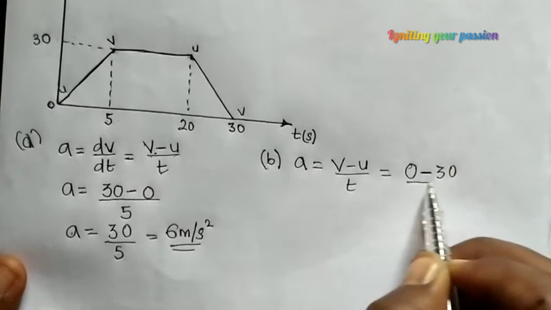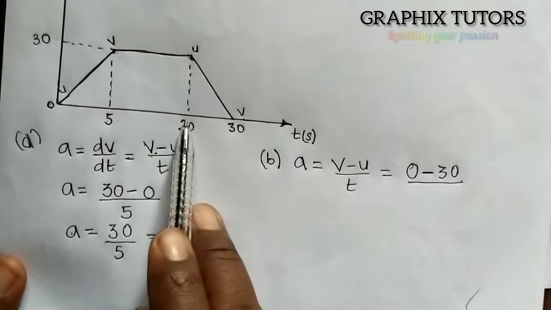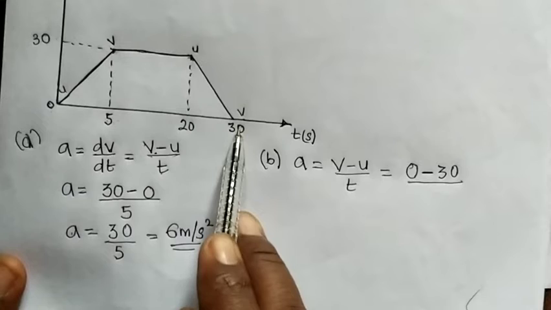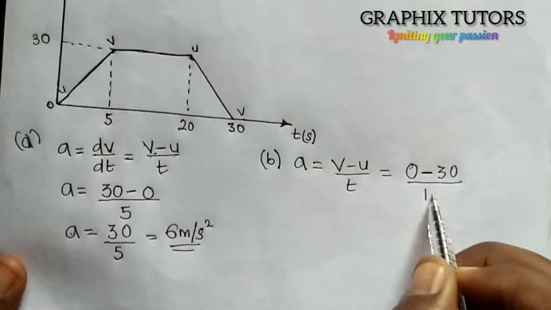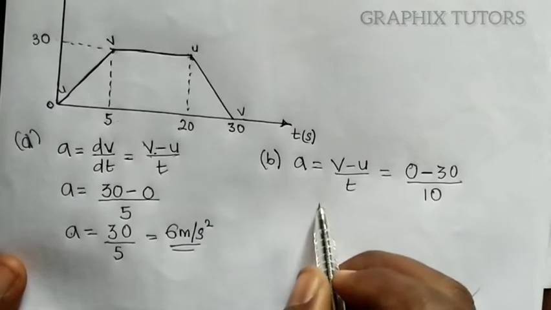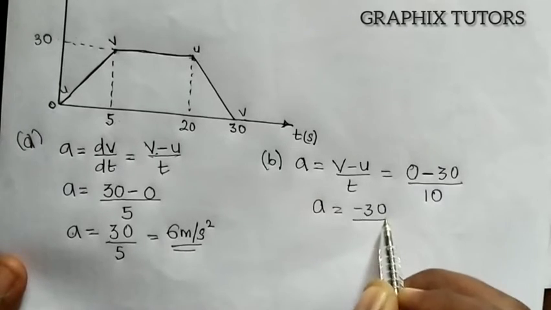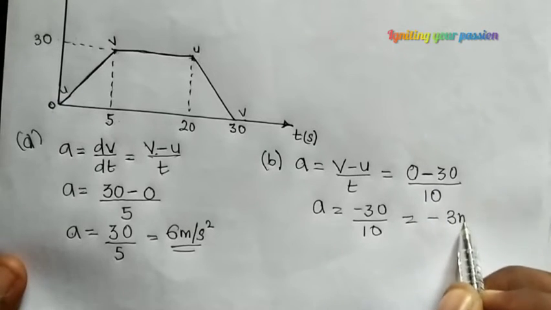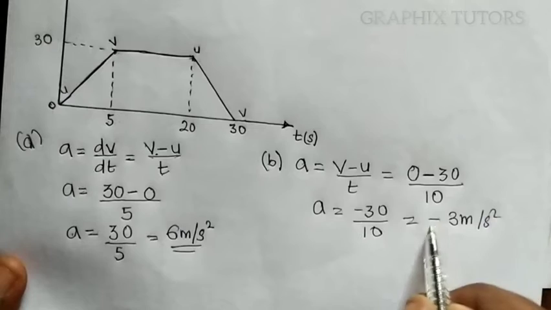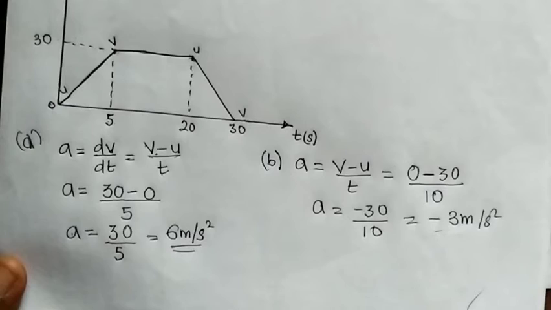So we have 30 all over the t, and the t here will be 20 minus 30... that will be 10. So we have my 10 here. Then my a, which is acceleration, will give me minus 30 all over 10, which will give me minus 3 meter per second square. So the negative here is telling us that the body is decelerating. Right? So that is the B.